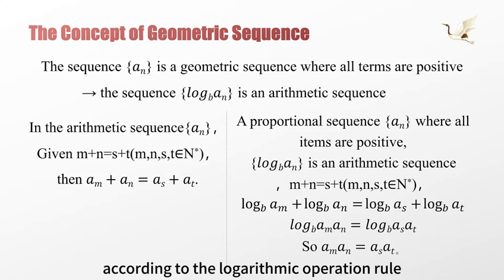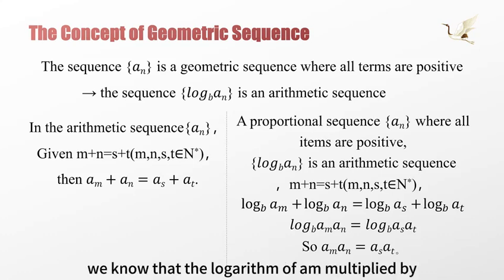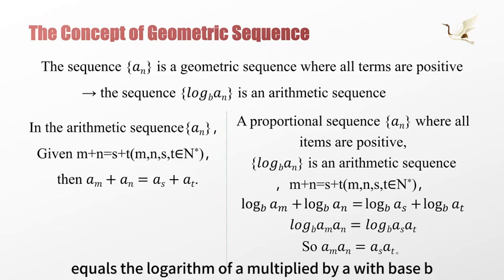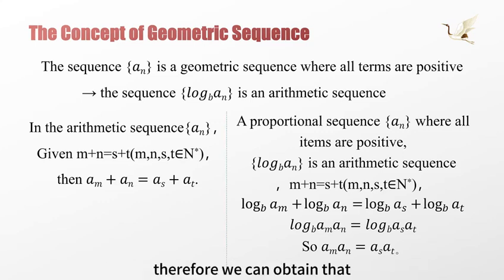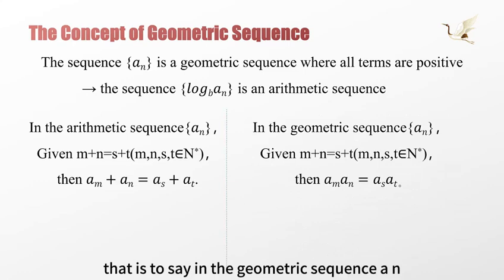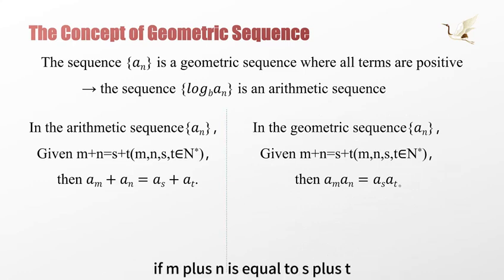According to the logarithmic operation rule, we know that the logarithm of a m multiplied by a n with base b equals the logarithm of a s multiplied by a t with base b. Therefore, we can obtain that a m multiplied by a n equals a s multiplied by a t. That is to say, in the geometric sequence a n, if m plus n is equal to s plus t, then a m times a n equals a s times a t.